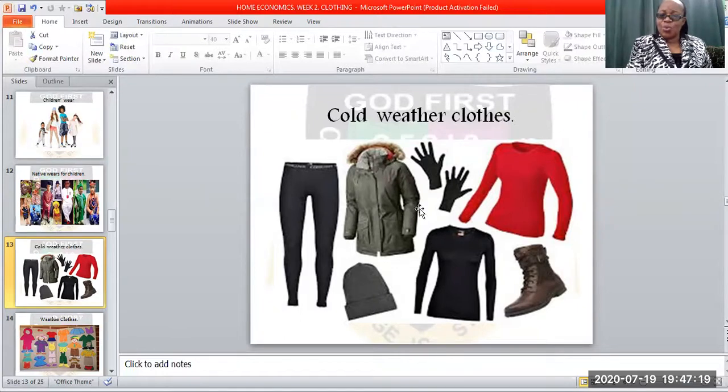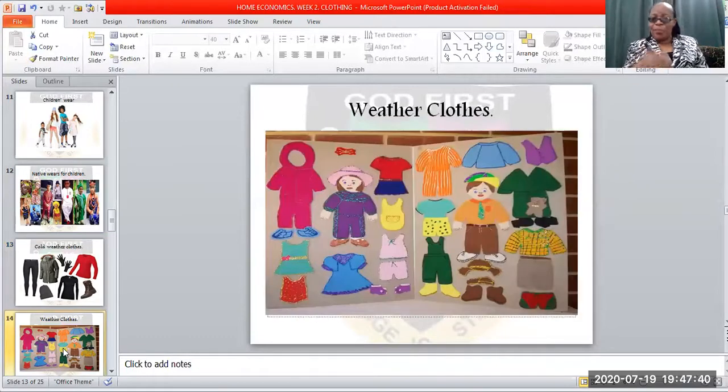All these: the sweater, the boots, the cap, and the trousers, the coats, yes, winter coat. We wear such to keep ourselves warm. Are we together? To keep our bodies warm, to maintain a regular temperature. Okay, so weather clothes could be overalls. Look at this. Weather clothes could be all these and more.